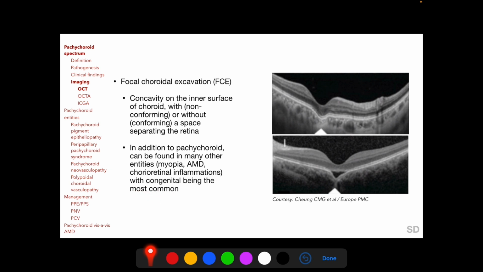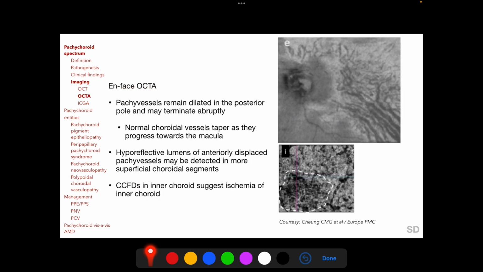In-phase OCTA in pachychoroid spectrum shows pachyvessels in the macular area which remain dilated and may terminate abruptly. Normal choroidal vessels, in contrast, taper as they progress towards the macula, and choriocapillaris flow deficits may be found in the inner choroidal segmentation of OCTA, suggesting ischemia of inner choroid as seen here in this photograph.